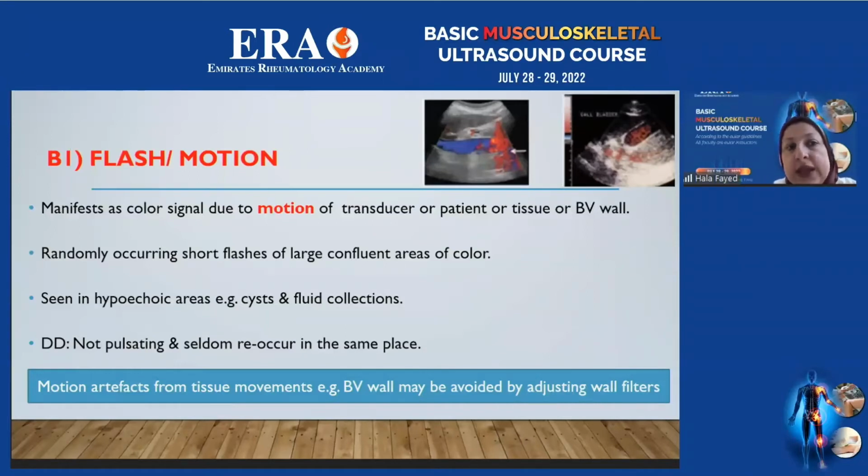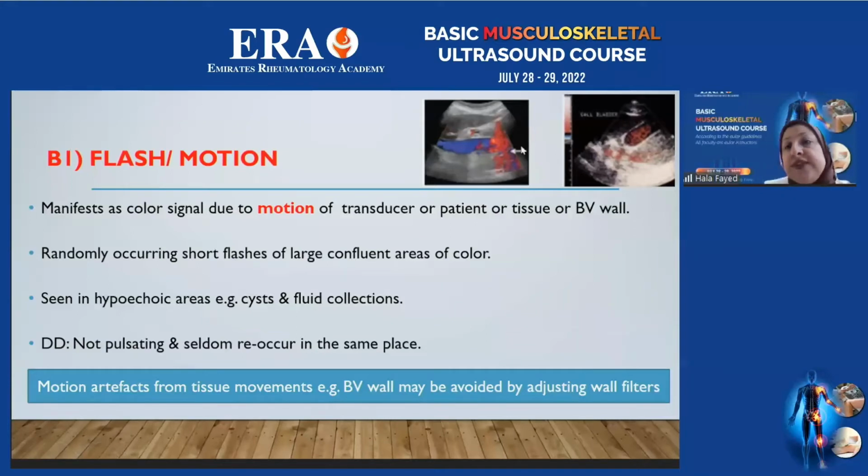This is usually due to more movement of the transducer or the patient, or movement of the tissue or blood vessel itself. It gives short flashes of large confluent areas, as we see here, and it is usually seen in hypoechoic areas such as cysts and fluid collections.